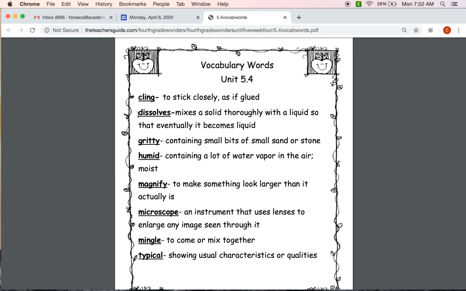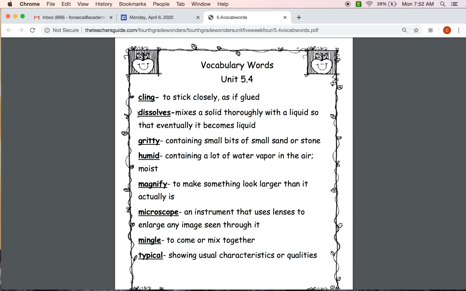And then our next word is gritty. Gritty means containing small bits of sand or stone. If you've ever touched something rough like sandpaper or a nail file, which is a thing that your mom or grandma uses to file down their nails, right? It feels a little bit rough, okay? And it has little bits of pieces that feel rough. That is gritty, okay?